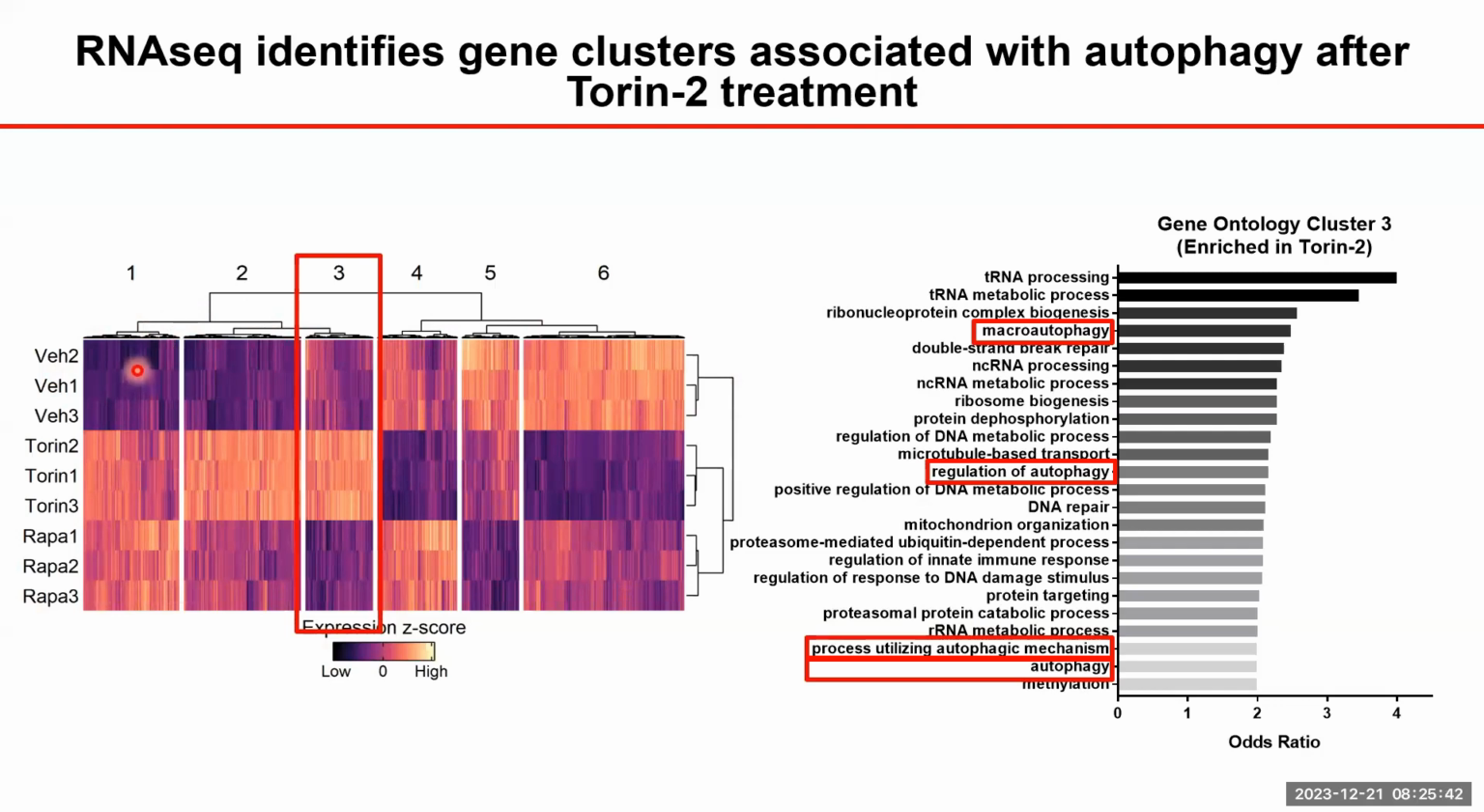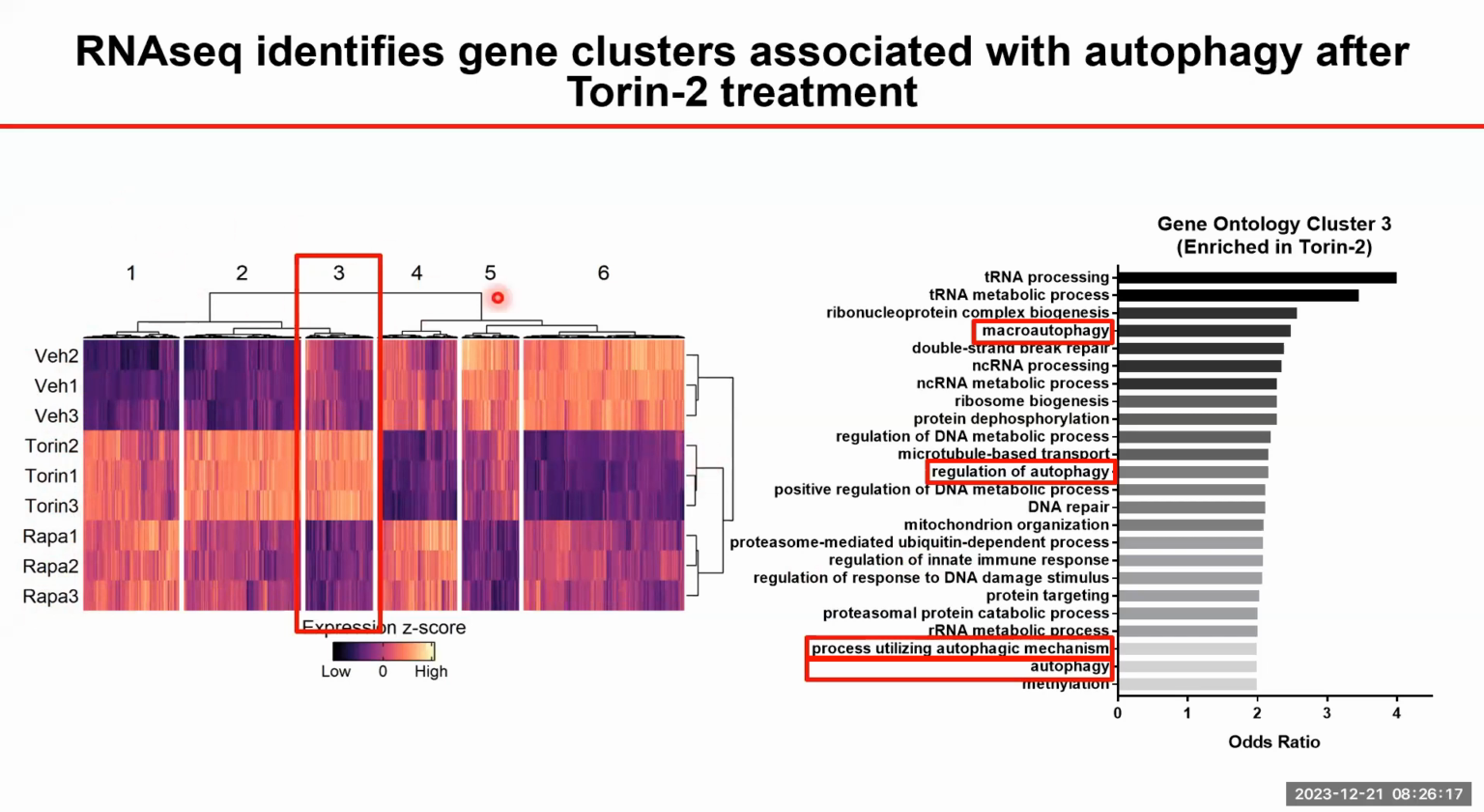And then we took the heat map of the differentially expressed genes, and we did hierarchical clustering on both axes. So hierarchical clustering on this axis nicely splits the experimental conditions. You can see that the vehicle-treated conditions group together, the TORIN-treated cells group together, and the rapamycin-treated cells group together. So that was nice, that these three conditions were distinct from each other.